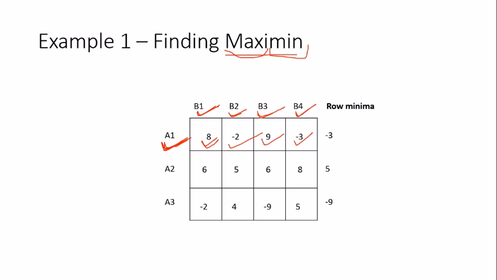So what A will try to do is find the worst case possible for him. Whatever B chooses, whatever worst can happen to player A if he chooses A1, at least he is going to get the payoff of -3. It means the worst which can happen to player A if he chooses strategy A1 is that he is going to lose 3% of the market share.